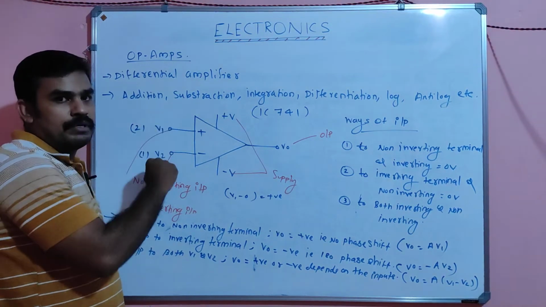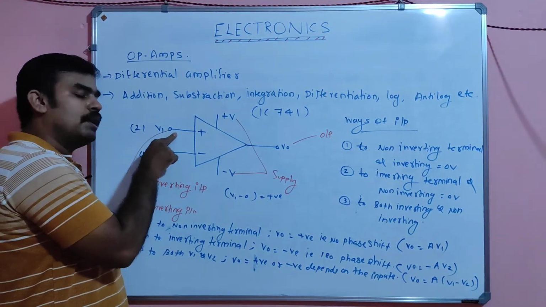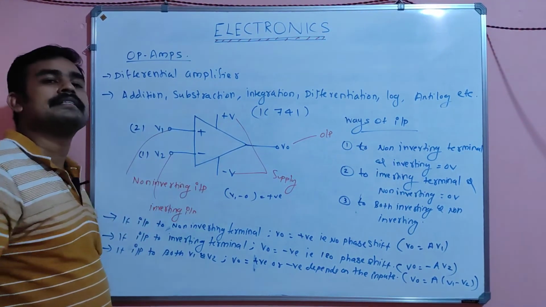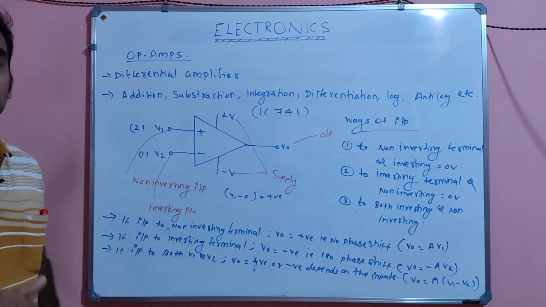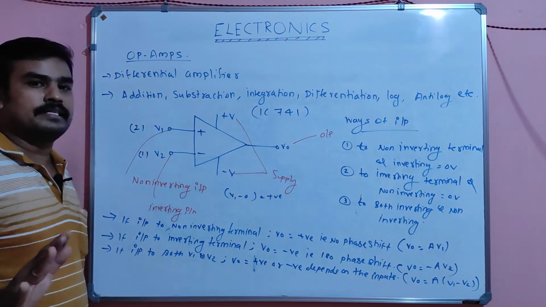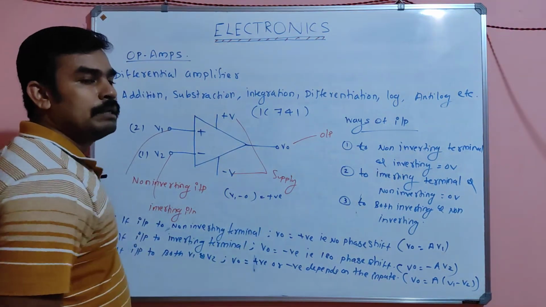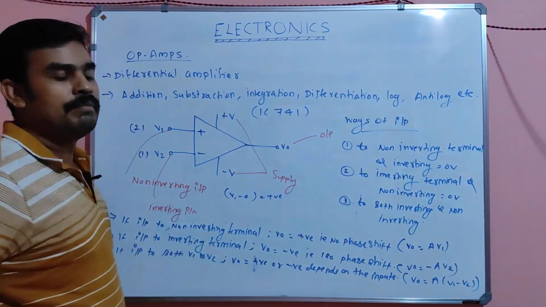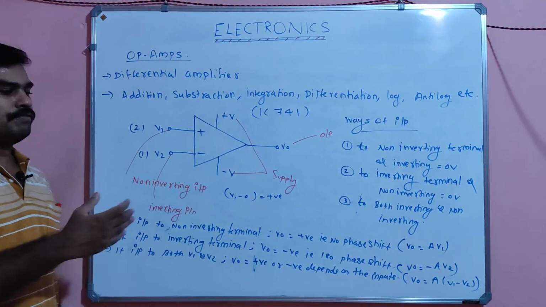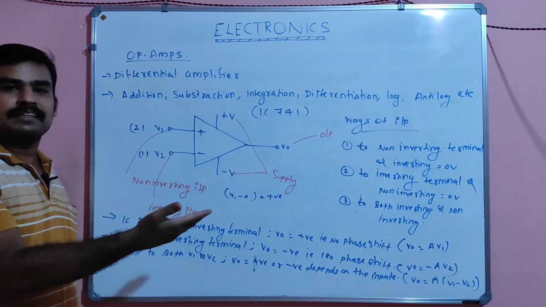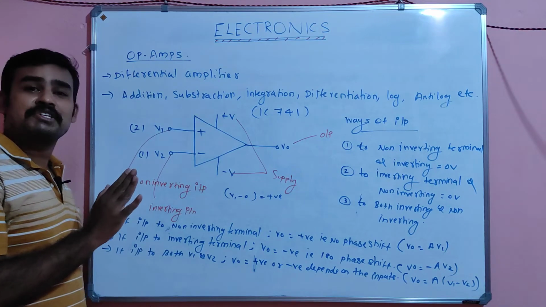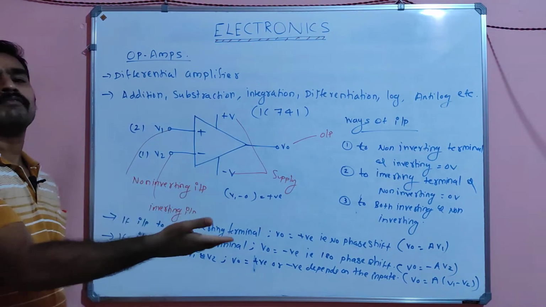And if we are giving both inputs here, no problem. If we are giving input to one alone, then the other side should be grounded to earth, or it is 0 volt. Okay. And if you are giving input to both the positive and negative terminals, then the output will be A into V1 minus V2. So if V2 is greater than V1, then definitely the output will be negative. If V1 is greater than V2, then the output will be positive.